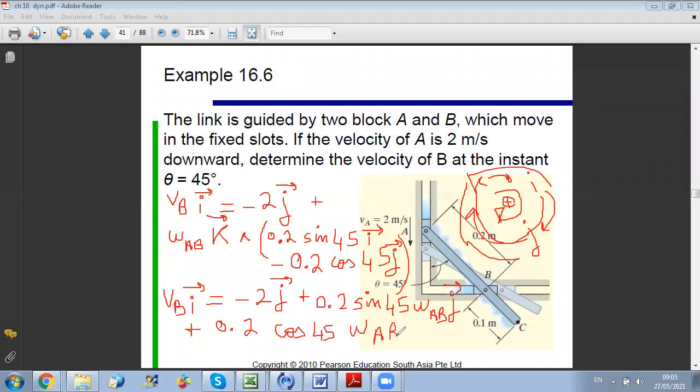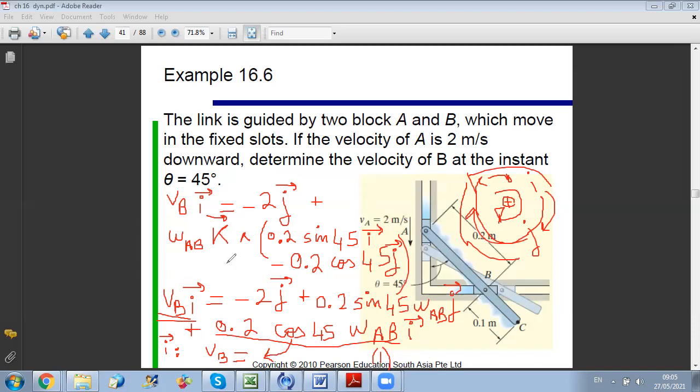Okay, now all I have to do to get my two unknowns is to compare along I and compare along J. So if I compare along I, what do I have? From the first side I have just VB equals the component along I from the right side, which is 0.2 cosine 45 omega AB. So VB is equal to 0.2 cosine 45 omega AB. This is equation number 1, relating the two unknowns.